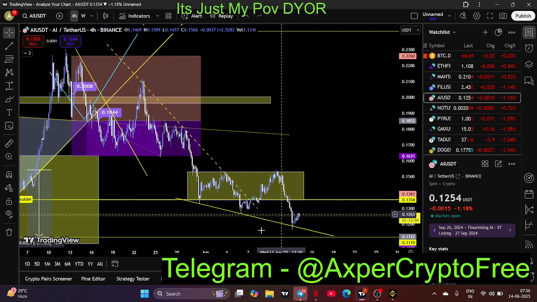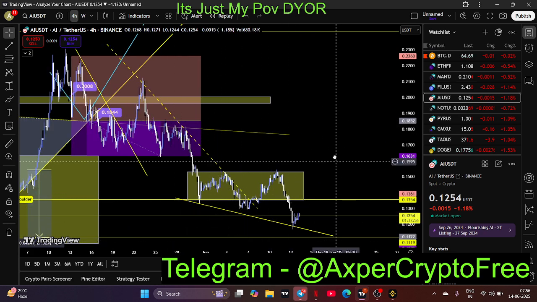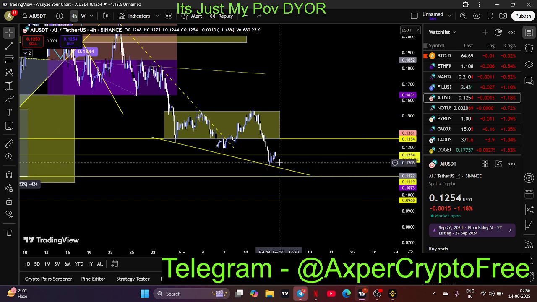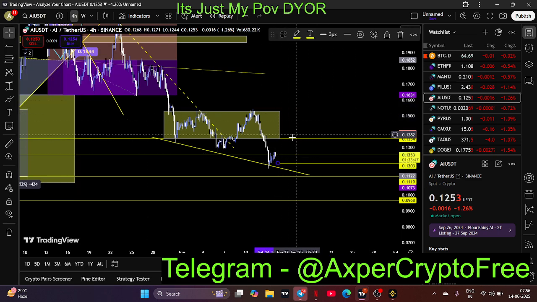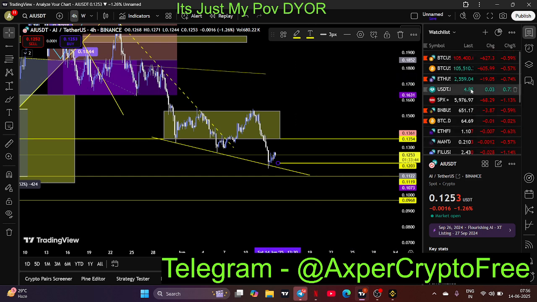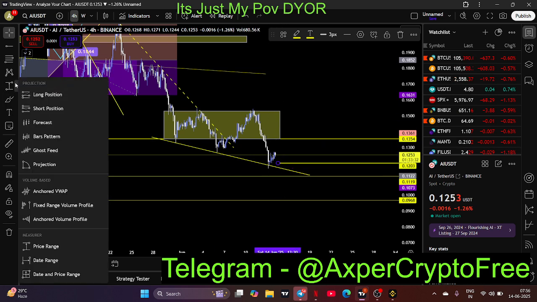Now the AI chart. AI is just holding this range. We may see AI around this range. If you are a risky trader, when Ethereum comes back to the 2500 range, we are going to see AI around the 0.12 range. So we may long Ethereum from the 2500 range, and we also long AI from this range.